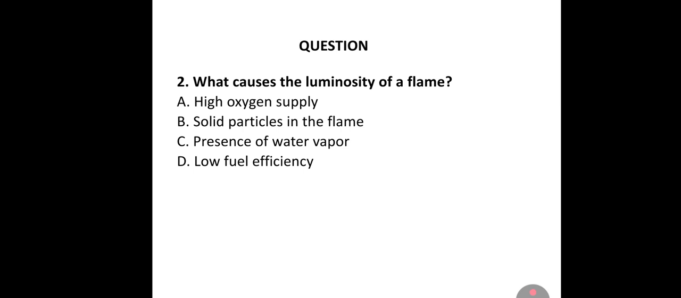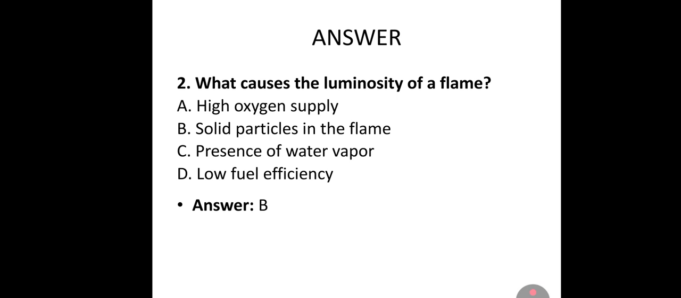The next question. What causes the luminosity of a flame? A. High oxygen supply, B. solid particles in the flame, C. presence of water vapor, D. low fuel efficiency. What's the answer? Option B, that is presence of solid particles in the flame.